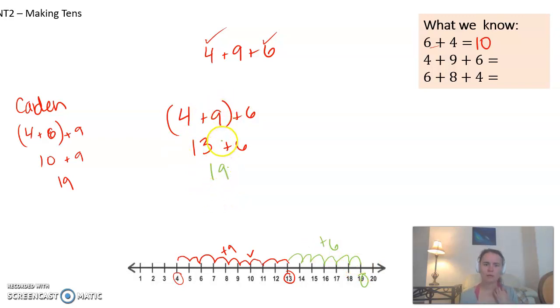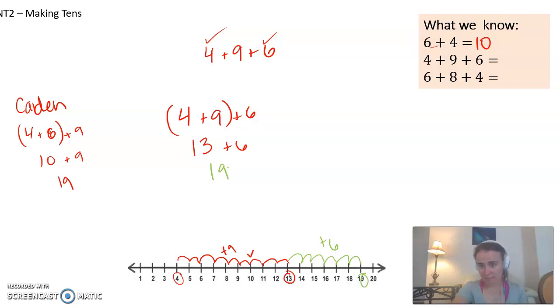What do we like better, Caden's strategy or this person's strategy, and why? Which one is easier? And then hopefully they're going to say that Caden's strategy is easier because it's really easy to add numbers to 10. And that's the point that we want to emphasize. So once that conversation's over, re-emphasize that point: when we can make a 10, it makes our addition easier because it's really easy to add 10 to numbers.